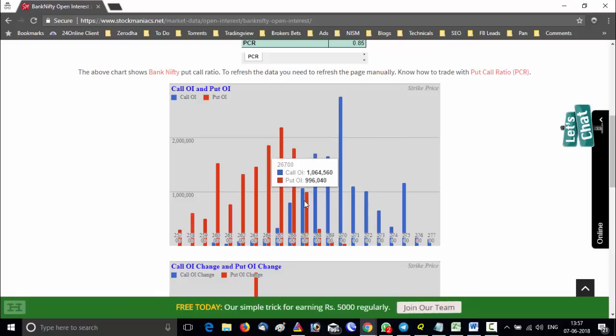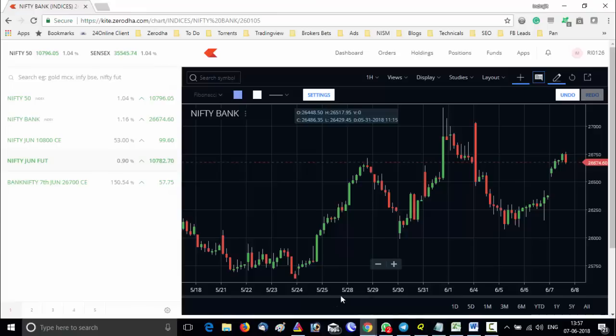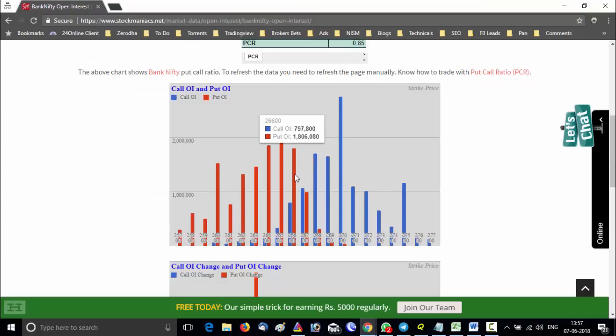And Bank Nifty is currently trading around 26,674. So if it comes down towards the 26,600 zone, if it comes quite below the 26,600 zone, you can buy a call option and you can make money out of that. And you can see that this 26,700 zone is absolutely undecisive, because both calls and puts are almost the same.